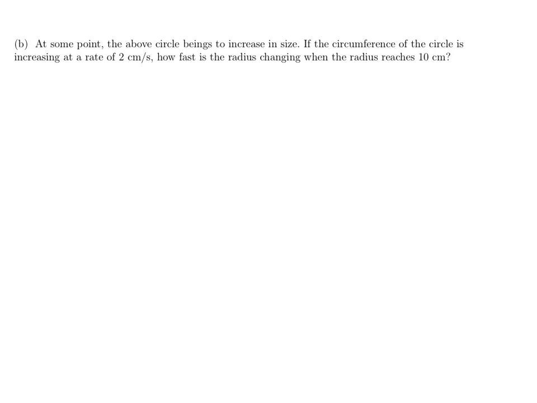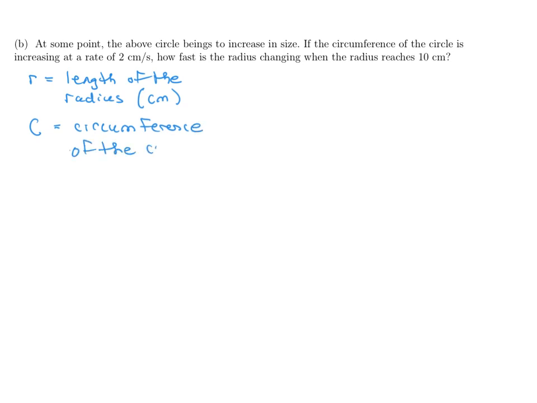So for this one, again, I'm going to start by carefully defining my variables. r is the length of the radius, that of course is going to be in centimeters. C, now that's different. This is the circumference of the circle. And the units on this are actually also centimeters. Circumference is a length, it's not an area or a volume, and that's the distance around the circle, so it has to be the same units as r.